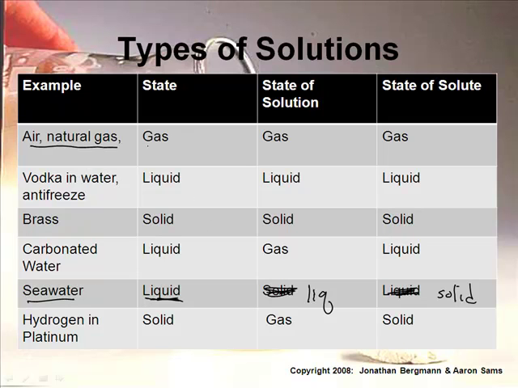Air, natural gas, is actually a solution. So what you're breathing right now is a solution where the solution and the solute are both gas. You got oxygen, nitrogen, dissolved in each other, really. Or vodka and water, or antifreeze, liquids and liquids, two liquids dissolved in each other. We'll actually show that in a little bit. Solid would be like brass, two solids dissolved in each other. It's kind of an alloy. Carbonated water, you have a gas. These are backwards, aren't they? Yes, they are.